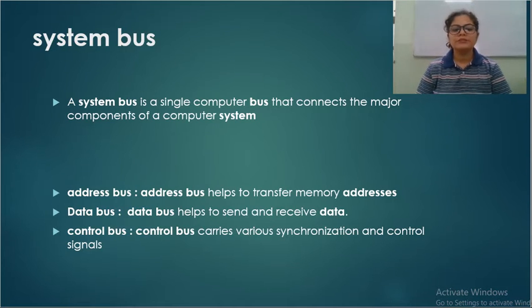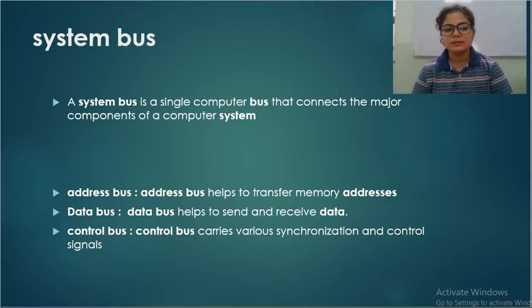So we have to study all these categories. Let's start with the first category, address bus. The address bus helps to transfer memory addresses. Next is the data bus. The data bus helps to send and receive data. Next is the control bus. The control bus carries various synchronization and control signals.